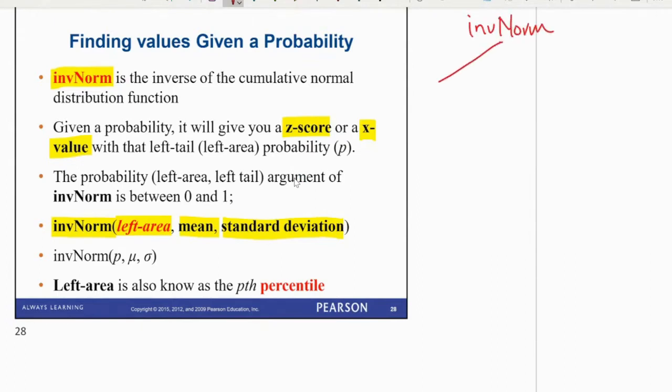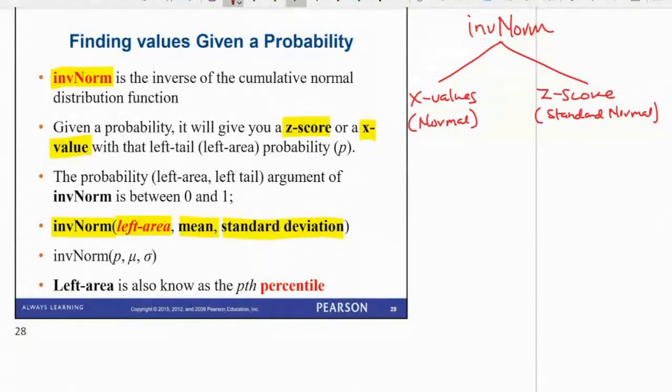So the function we are using is called the inverse norm. The inverse norm can give you x values when you just have a regular normal distribution, or it could give you a z-score when you have a standard normal distribution. Right? Because in the standard normal distribution, the variables are the z-scores. In the regular normal distribution, the variables are the x values.